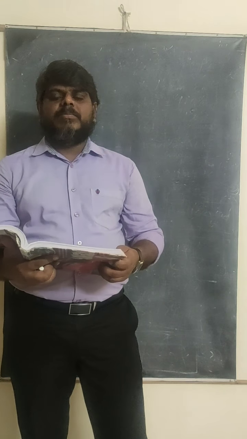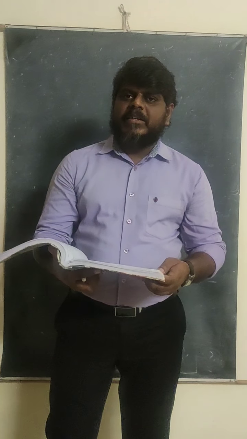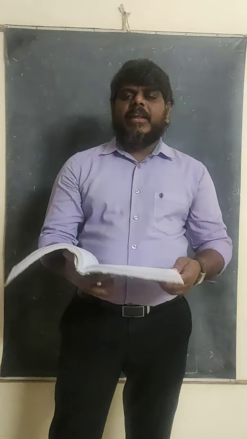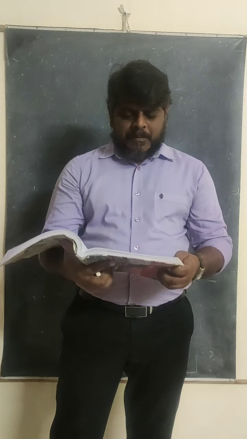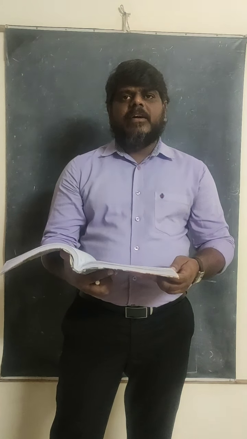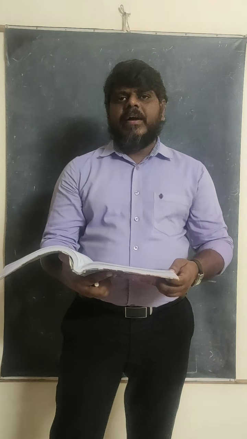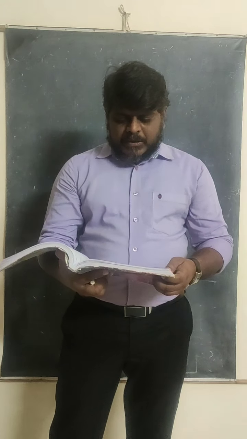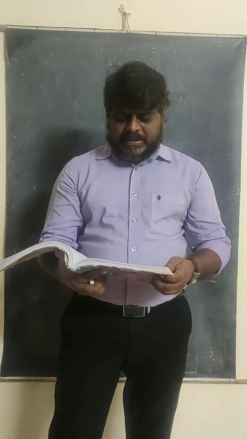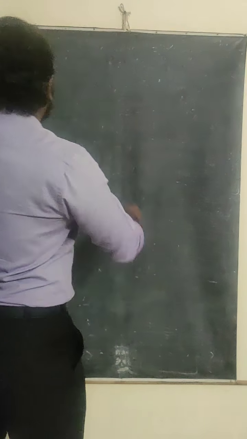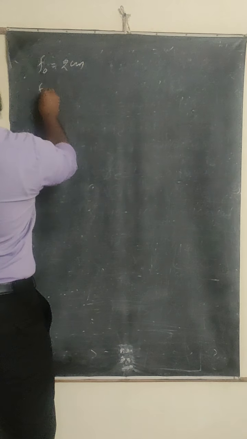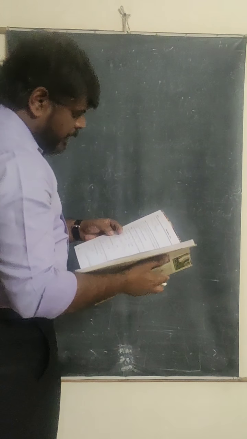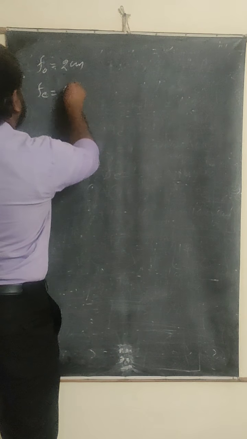When the final image is formed at the near point adjustment, what is the object distance U naught? We have to find out. To find the U naught, let us first write down the given values, then we can get some idea how we are going to solve it. F naught is given as 2 centimeters and Fe is given as 6.25 centimeters.